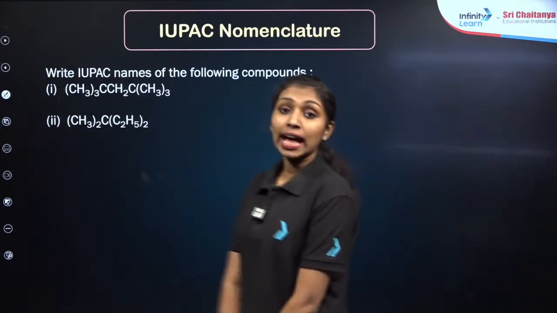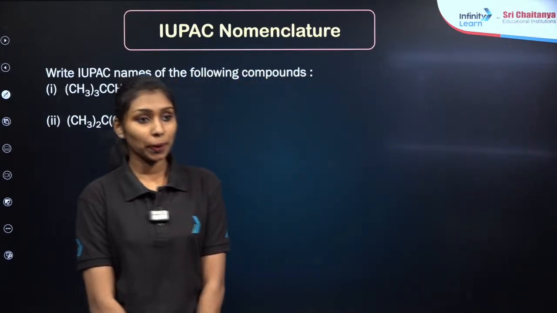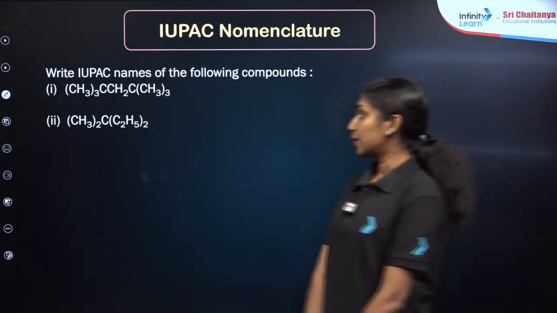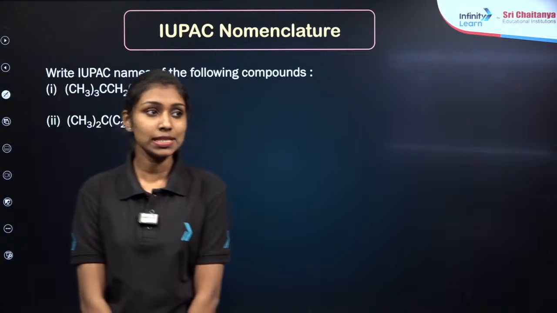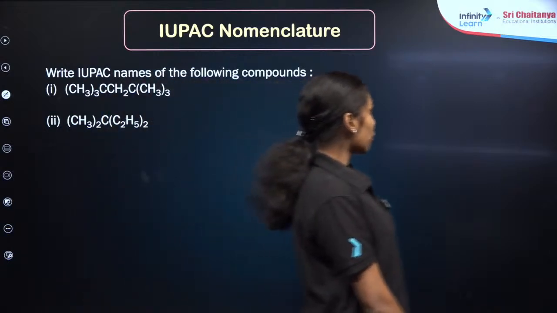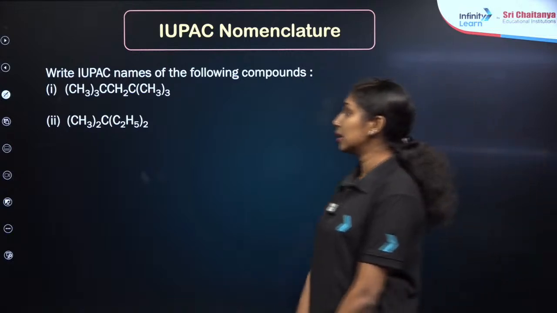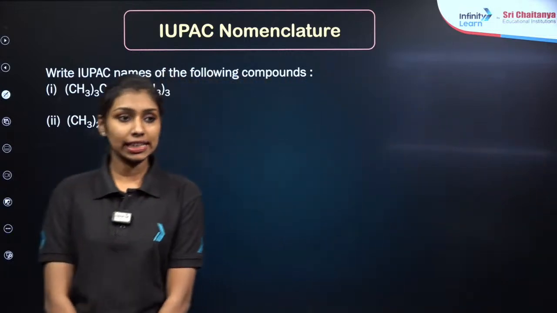Now, let us start with the IUPAC nomenclature, right? IUPAC nomenclature of the alkanes or the saturated hydrocarbons. Here I am giving some examples. Try to find out the IUPAC nomenclature. The formula is given here.